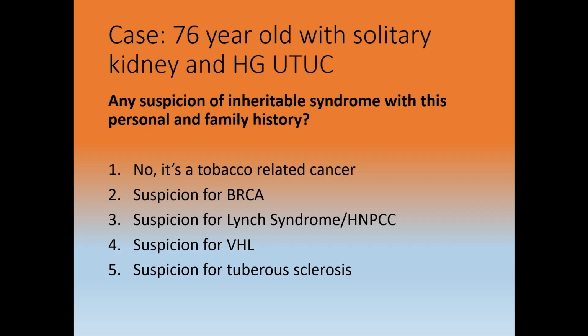Now, before we move on to management, what's the suspicion of an inheritable syndrome with this personal and family history? He was a tobacco smoker, right? So maybe it's just a tobacco-related cancer. Suspicion for BRCA is there because of the family history. There's really no family history indicating Lynch syndrome in terms of colorectal cancer, endometrial cancer, sebaceous cancers, or prior upper tract cancer. Suspicion for VHL is there to kind of throw you off a little bit, because that's what people think about. Of course, it's not related to upper tract cancer, and tuberous sclerosis is also not related.